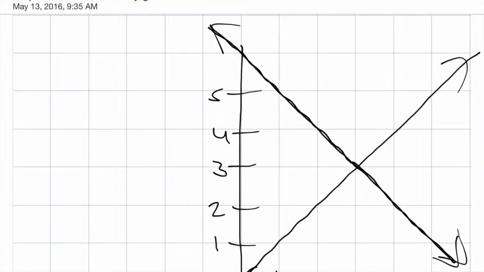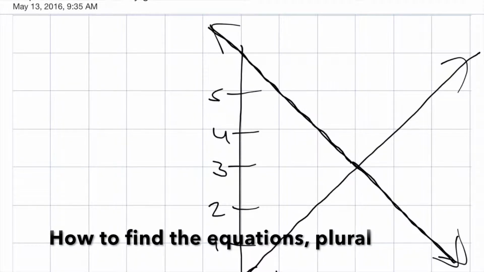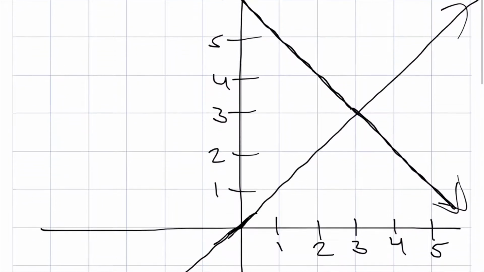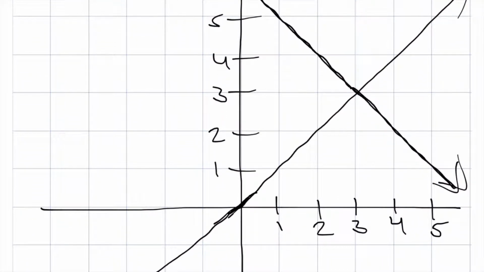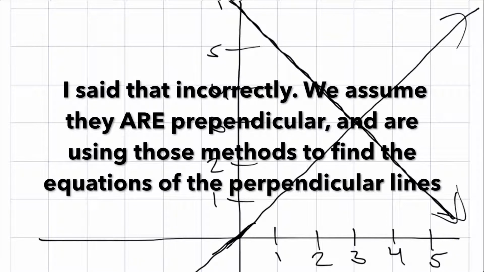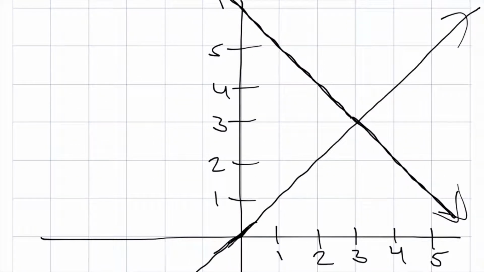Hello everyone. Today we're going to find out how to find the equation of perpendicular lines only given two lines. So in this example here, I already drew it out. We have two lines here, okay? And we can tell that they look perpendicular to each other, but we don't know for sure. And there's a couple things that'll tell us if they are or not, such as the slope being the negative reciprocal of each other will tell us if they are perpendicular or not.